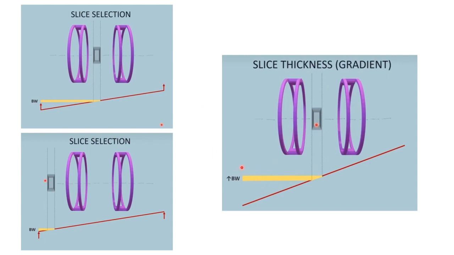And we can also select the slice thickness by increasing the bandwidth, the range of the radio frequency pulse. By varying that, we can increase the bandwidth and increase the slice thickness to be imaged.